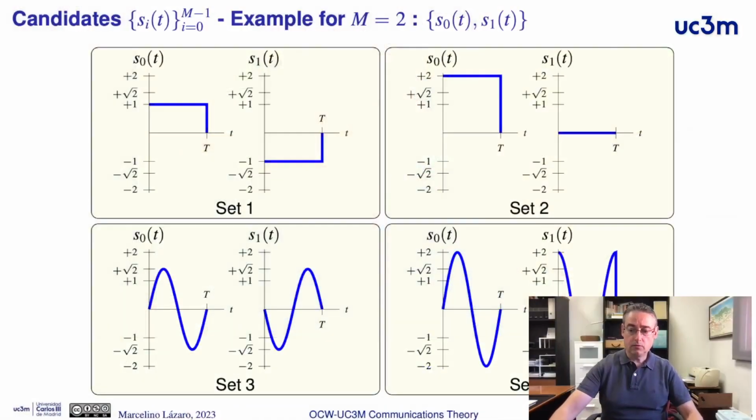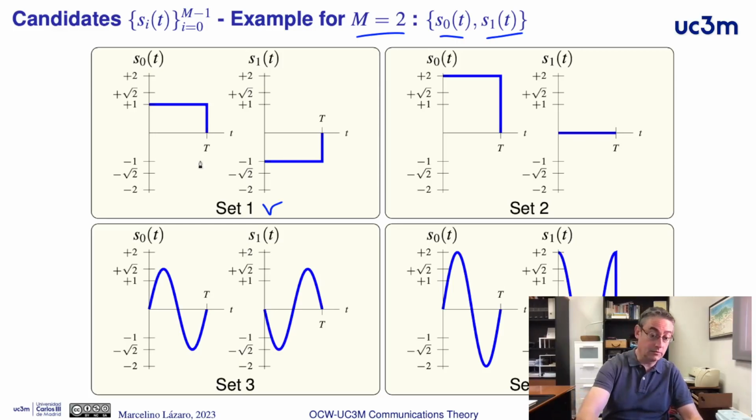In this case, we have a very simple example, a binary system, so we only need two signals to implement the modulator, S0 of t and S1 of t, and we have four possible candidates, four pairs of S0 and S1. The first set has square signals, with a constant amplitude in the duration of the symbol interval, which is capital T seconds. One with amplitude +1, S0, the other with amplitude -1, S1.